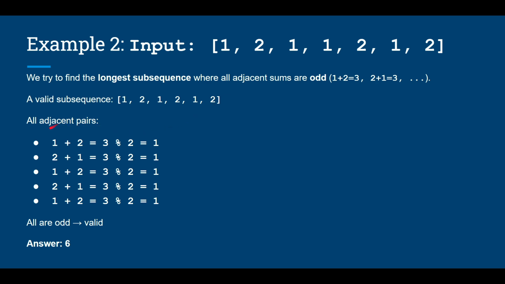If we take the adjacent pairs, do the sum and then take the mod, you will see all are coming with a remainder of 1. All are valid in this case, and so the length is 6. So this is our longest subsequence. You can generate all of the subsequences and try by yourself, but this will be our longest subsequence, and so the length is 6.